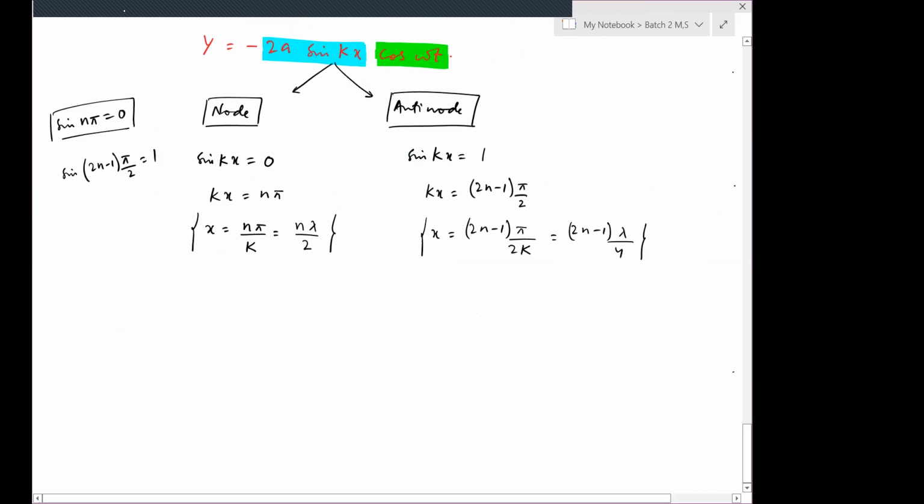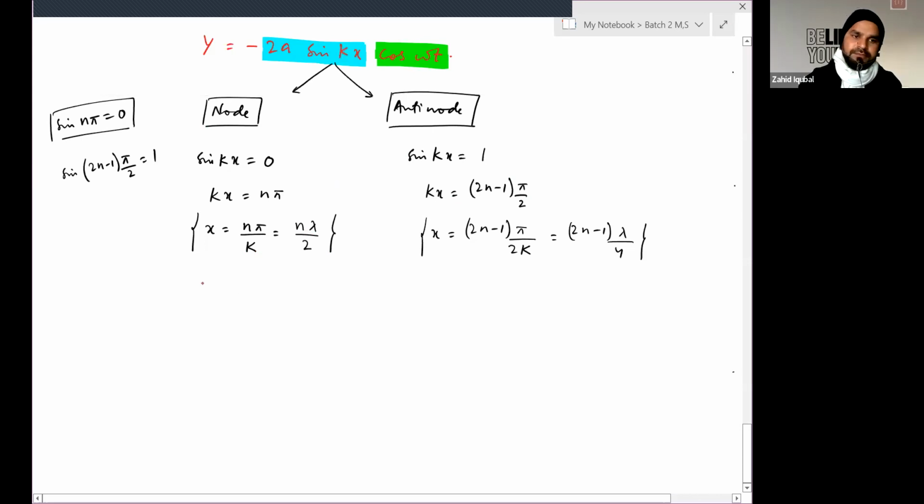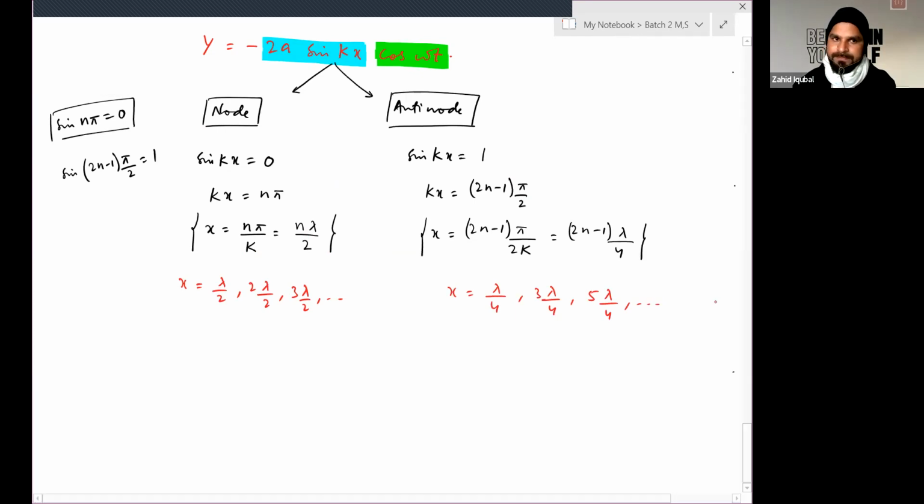Yes, sir. Let me define it for you. Suppose if you put the value of n to be 1, the position of node will be lambda by 2, 2 lambda by 2, 3 lambda by 2, and so on. That is an integral multiple of lambda by 2. But in this part, if you put n as 1, 2, 3, x will be lambda by 4, 3 lambda by 4, 5 lambda by 4, and so on. That is an odd integral multiple of lambda by 4. Is it clear? Yes, sir.